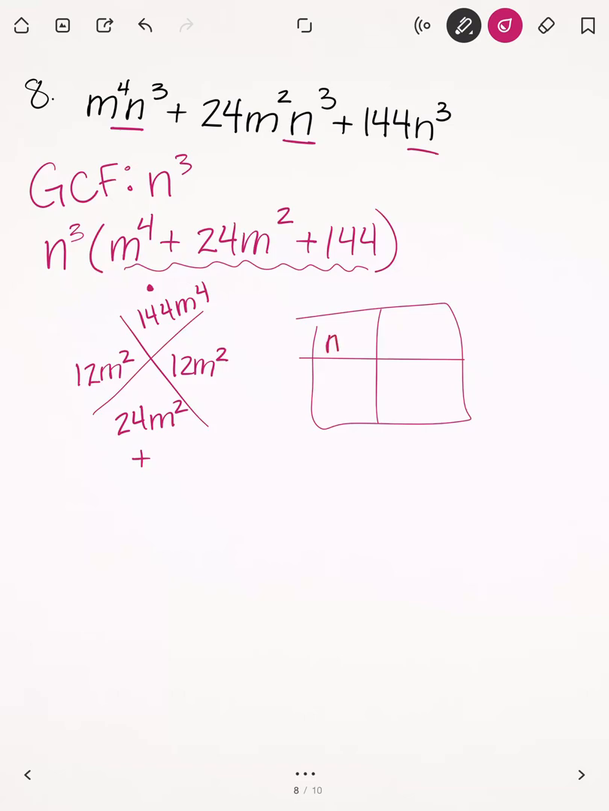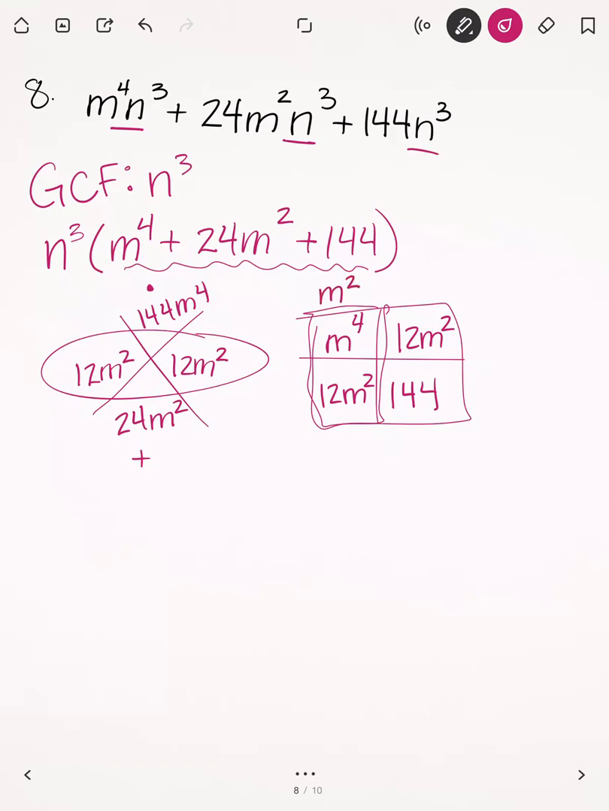So now I can go to the box. My first term goes in the first square. My last term goes in the last square. The two terms I just found fill in the empty spots, like this. And then I look for the GCF. So if I'm looking at this box right here, m to the 4th and 12m squared have an m squared in common. Well, m squared times another m squared gives me that m to the 4th. M squared times 12 gives me a 12m squared. And then m squared times another 12 gives me a 12m squared.